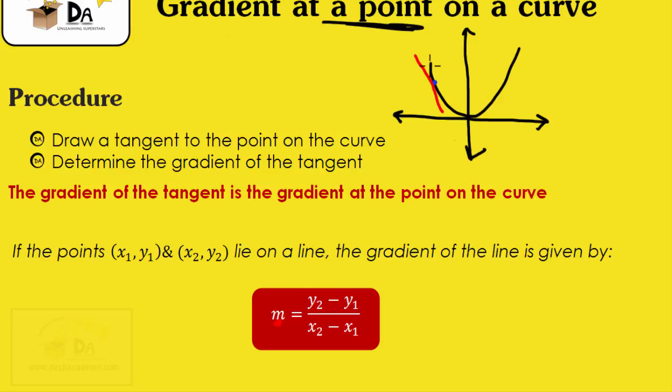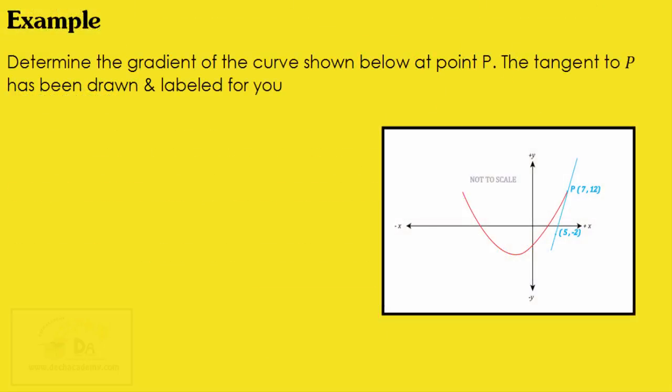So there you go. Here's an example question. It says, determine the gradient of the curve shown below at point P. The tangent to P has been drawn and labeled for you. We have a quadratic curve here, and there's a point P. I'm going to make it more obvious: this point here is P. And we're asked to find the gradient at point P. Point P lies on the curve.